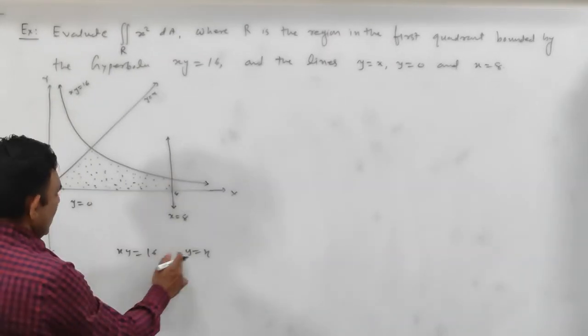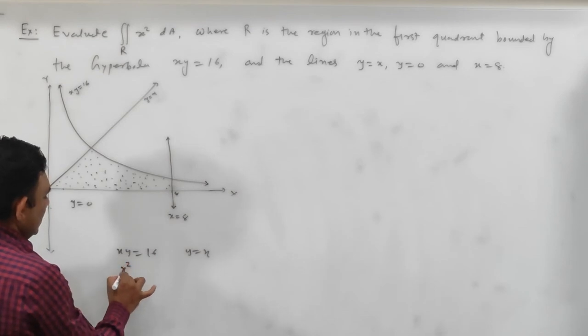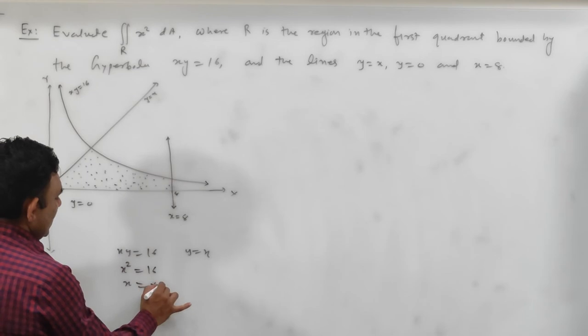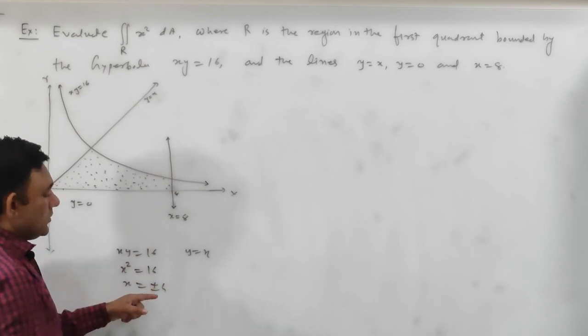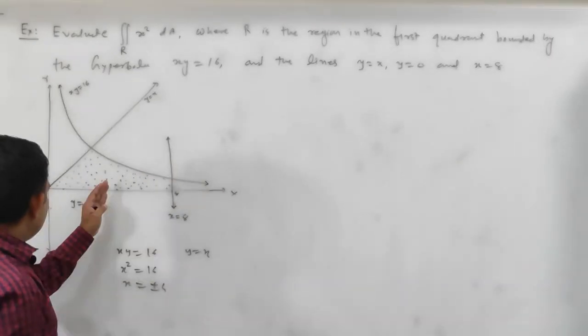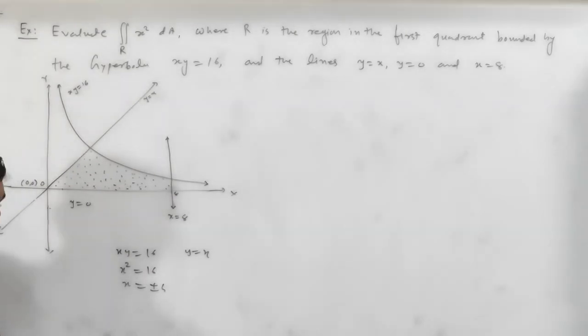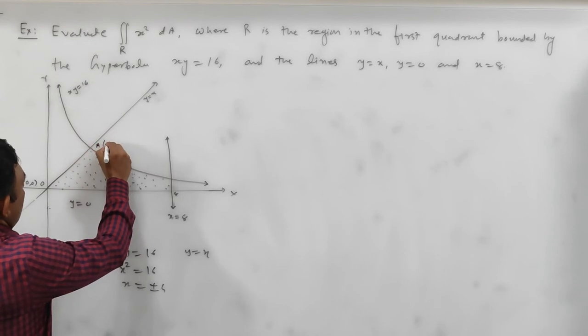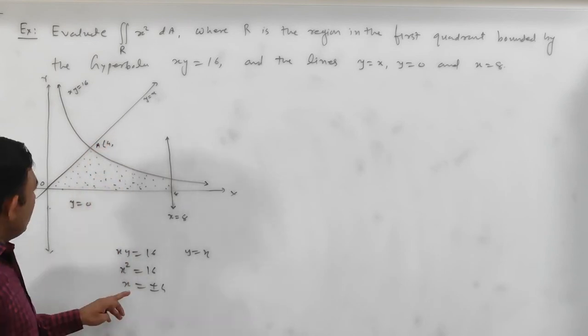So y equal to x, you just put it here, so it is x square is equal to 16, so x is equal to plus or minus 4. But x is minus 4 means it will be in the third quadrant, so here we consider x is equal to plus 4. Let me say this point is A, then x coordinate is 4, then y will be what?